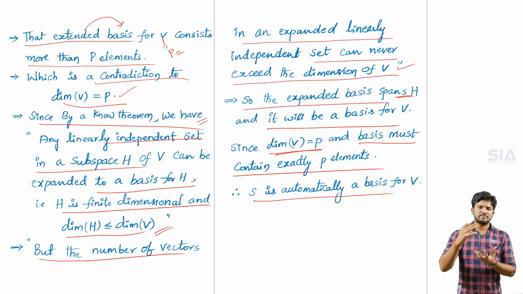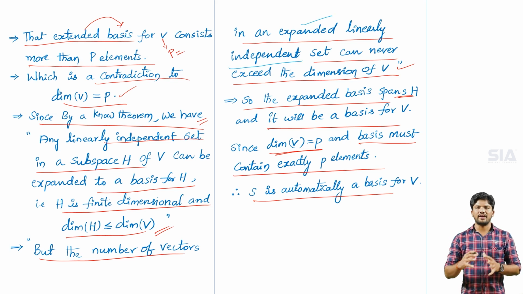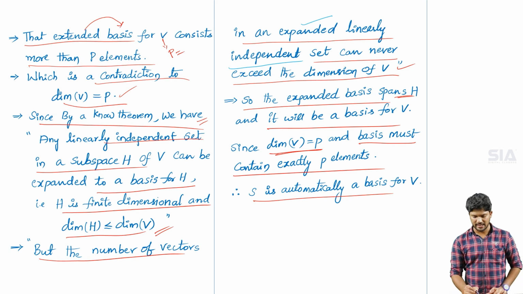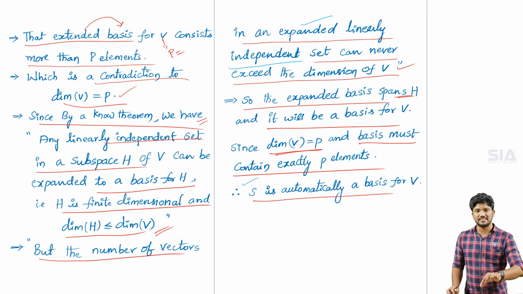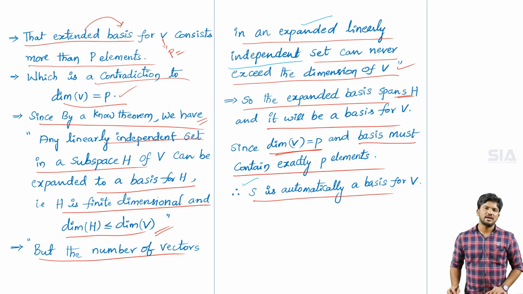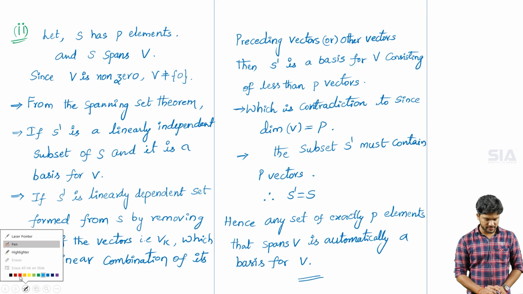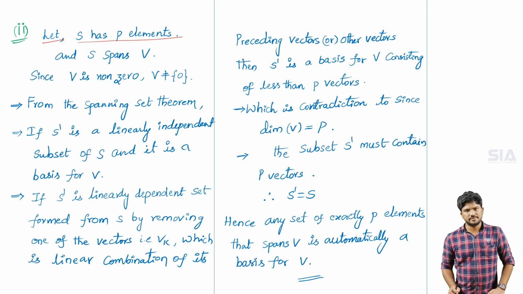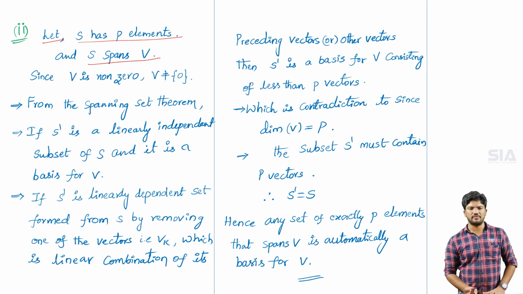If you expand that set, look here, an expanded linearly independent set can never exceed the dimension of capital V. With that logic only we are saying automatically capital S is a basis for capital V, where capital S is linearly independent and spans capital V. Next, the second condition of this theorem: let capital S have exactly P elements, and capital S spans capital V.